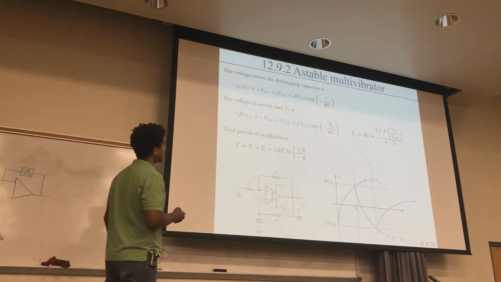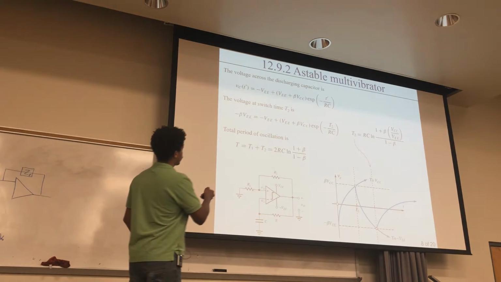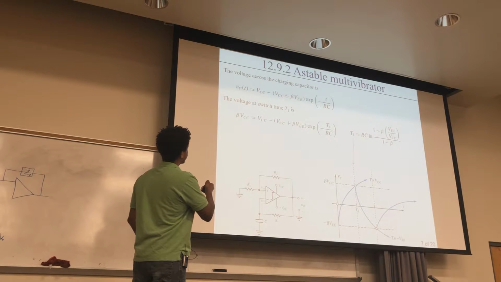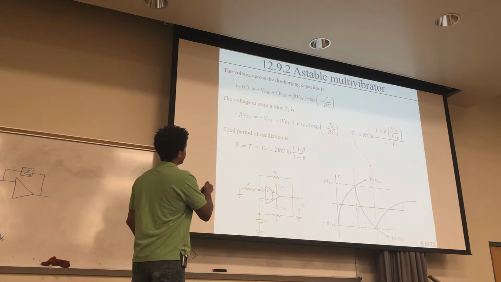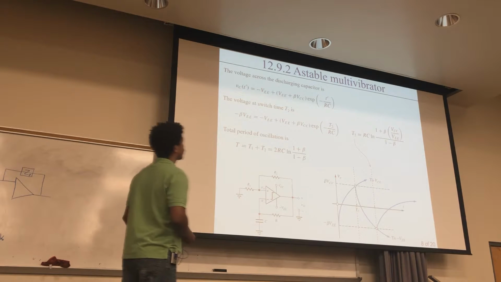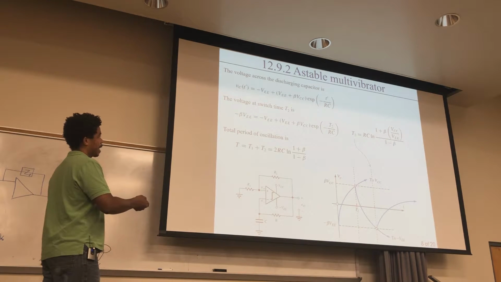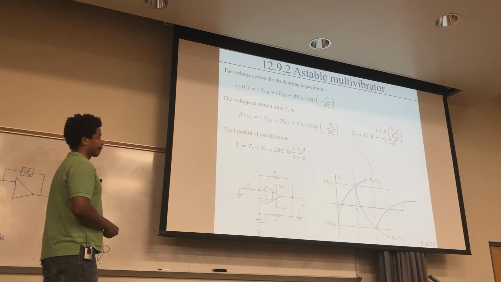And notice the difference between this right here. See right here? This was VCC minus those two things. This right here is negative VEE plus those two things. And that's for this climbing up exponentially, and this is for it decaying exponentially.